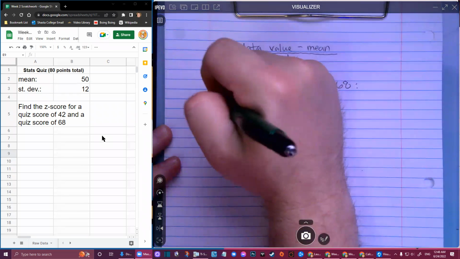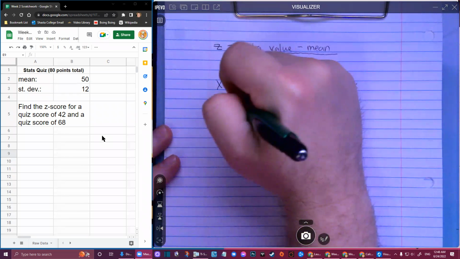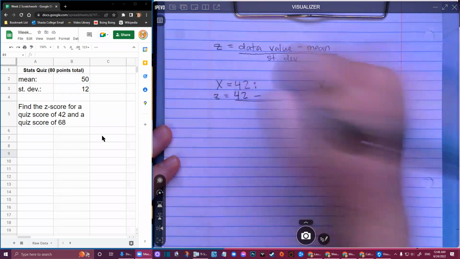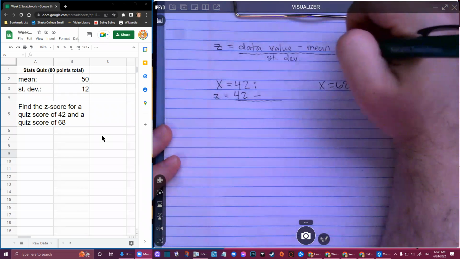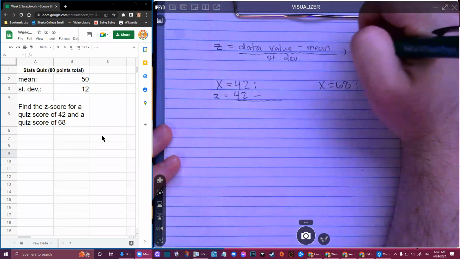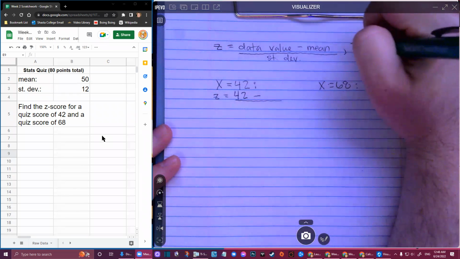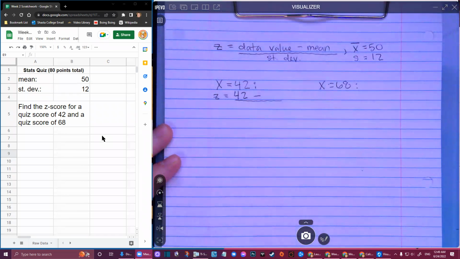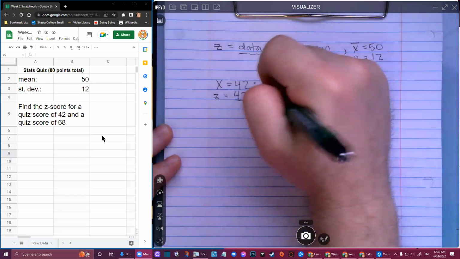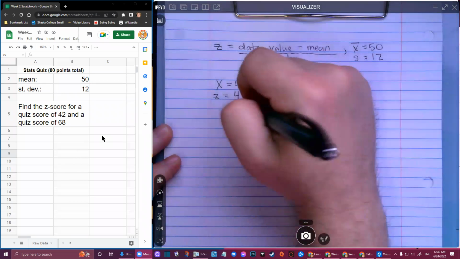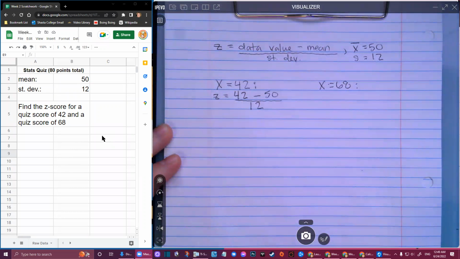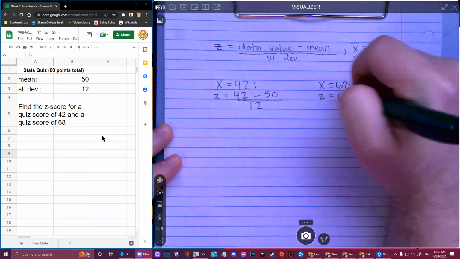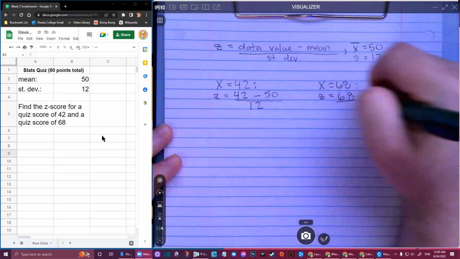For the first, z is equal to the data value, 42, minus our mean divided by our standard deviation. So let's write out what that looks like. I know that my mean, I'm going to assume sample data here and write x bar, is 50. I know that my standard deviation is 12. So 42 minus our mean of 50 divided by our standard deviation of 12. For the other data value, we're going to have z equals 68 minus 50 divided by 12.